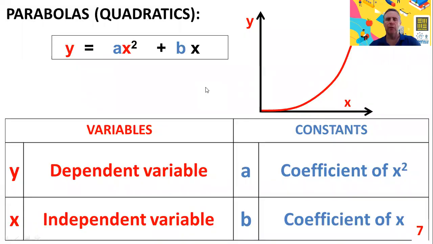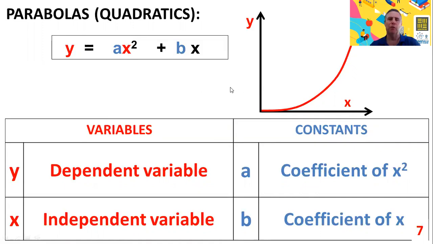So again, this is not on your page 7, but if we took the standard form for the quadratic, y equals ax squared plus bx, again, we have variables. Y is the dependent variable on the vertical axis, x is the independent variable on the horizontal axis. And our constants, a is the coefficient of x squared, b is the coefficient of x. We've just made c equal to 0 for the time being.